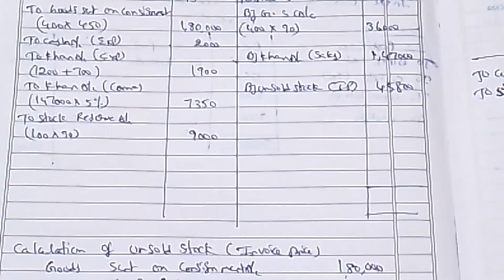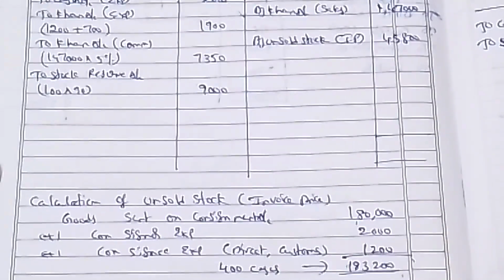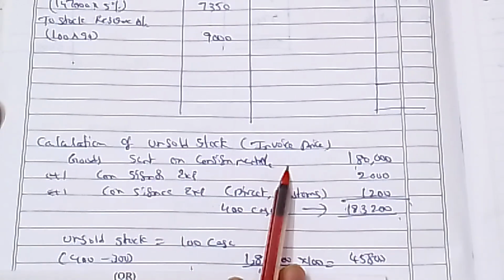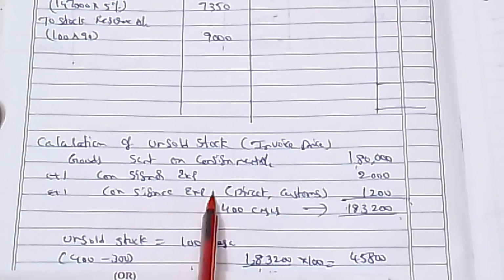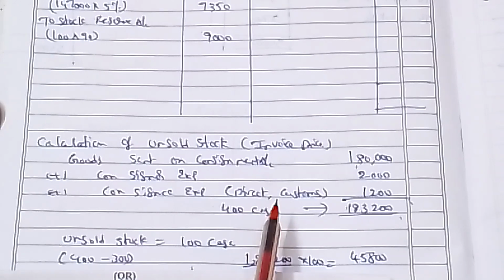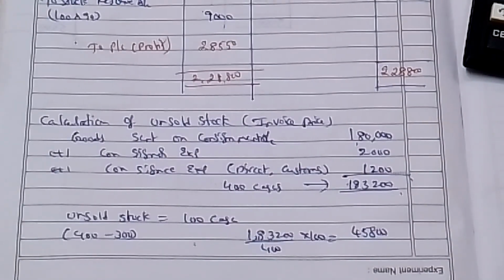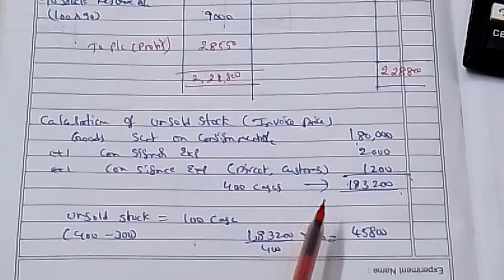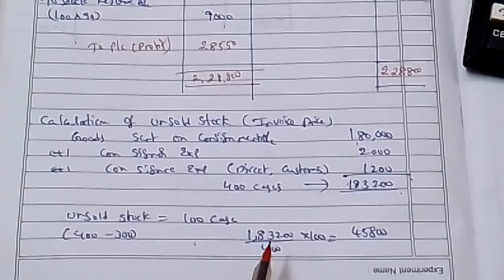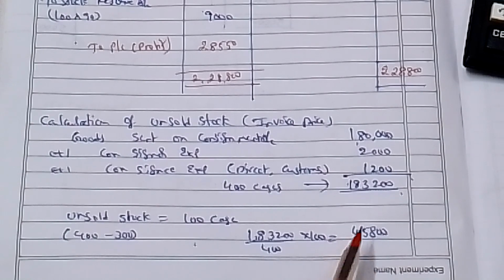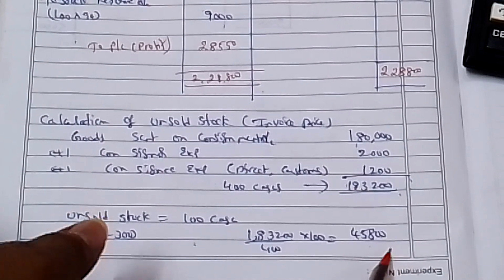Okay, calculation of unsold stock. Goods sent on consignment, 400 into 450, 180,000. Consignor expenses 2,000; only direct consignee expenses will be taken, that is the customs duty 1,200 rupees. For 400 cases, 183,200 rupees. So let us find the unsold stock. For 400 cases 183,200; 400 sent, 300 sold, balance is 100 cases. 183,200 divided by 400 cases, unsold 100 cases is 45,800. That is the unsold stock, 45,800.